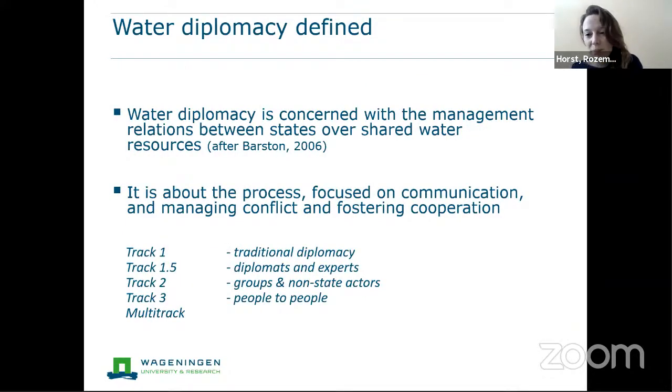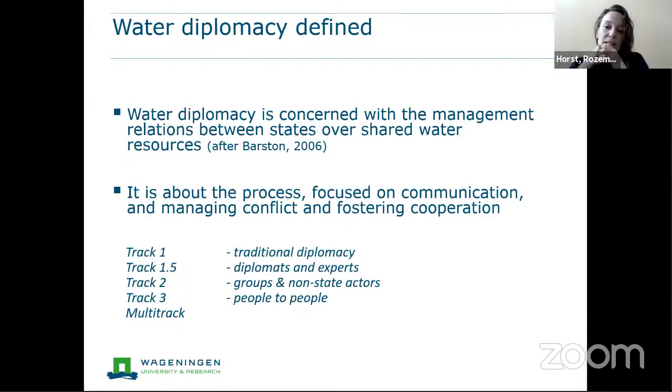And what it is. So there are many ideas about what water diplomacy actually is, and often water security, water cooperation, and transboundary water management are connected to it as well. But these are distinctly different things, albeit connected. But water diplomacy at its core is concerned with the management of relations between states over shared water resources. And therefore, when we talk about transboundary groundwater management, we cannot avoid talking about water diplomacy, because states are very central to the management of shared groundwater resources.